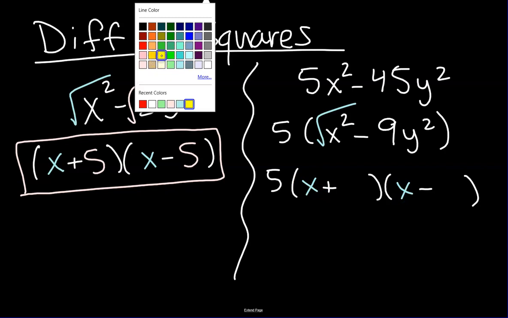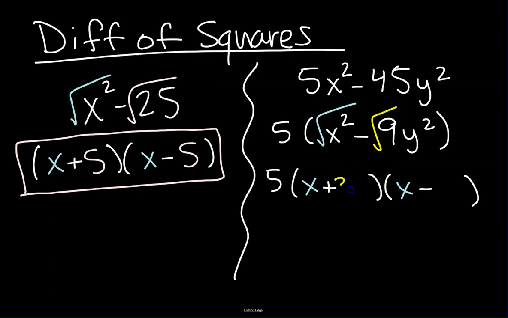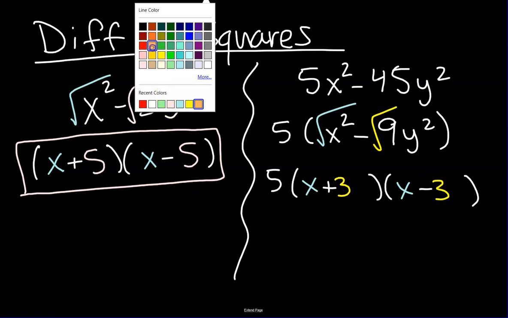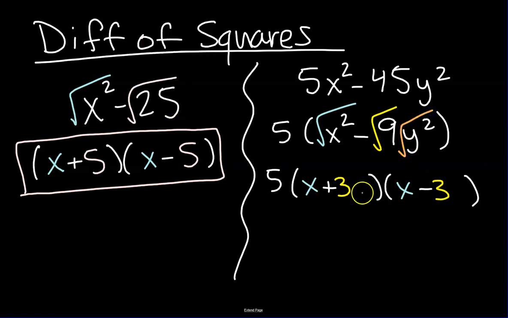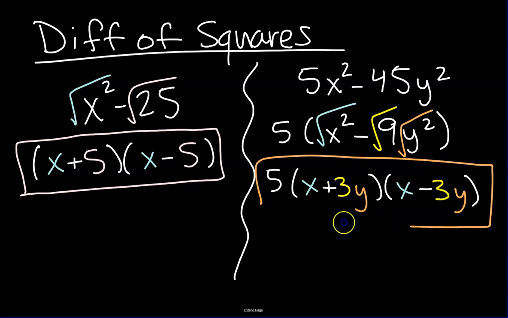All right. Next, the square root of 9 is 3. And then last but not least, the square root of y squared is y. So we get 5 times (x + 3y)(x - 3y). So this one had a GCF that we had to factor out first, and that was the 5. Then we could do our difference of squares strategy to move on from there.